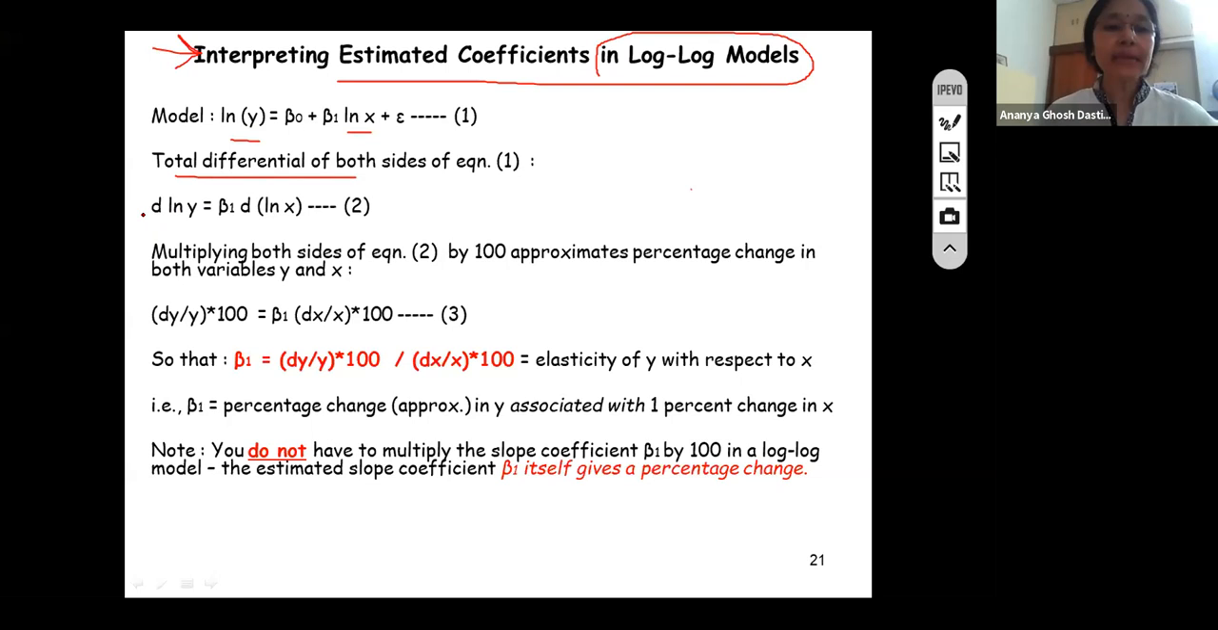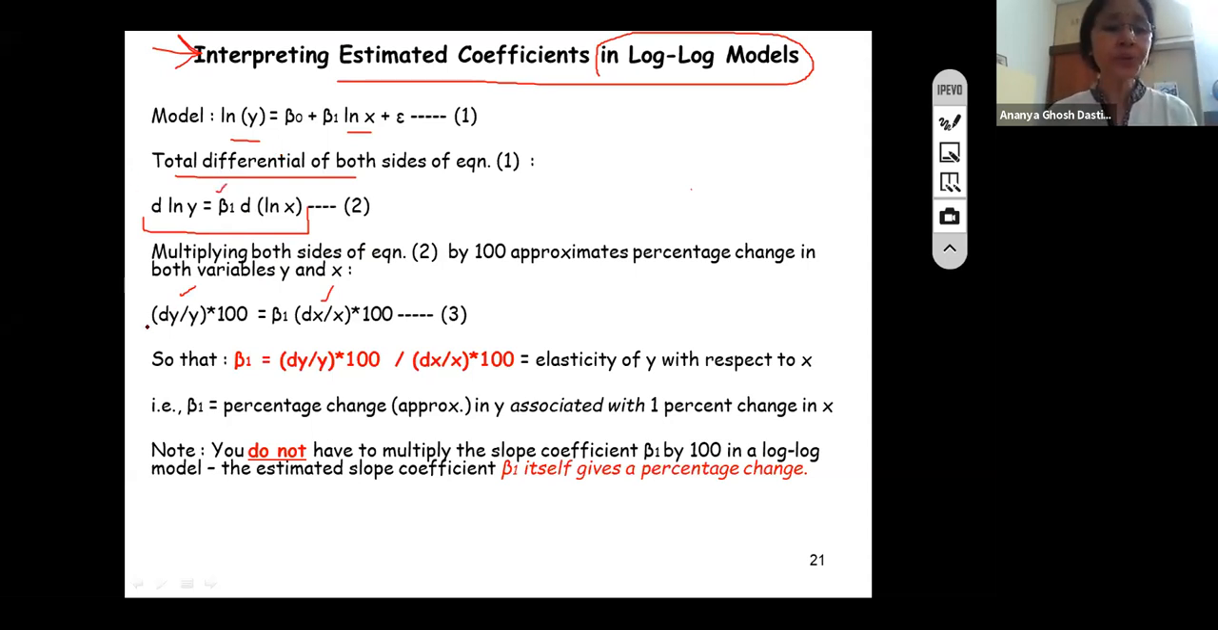So you take total differentials of both sides. Remember that both variables y and x are now in log form. So both, when you're differentiating, will get divided by the respective value. So d of ln y will be dy by y, and d of ln x is going to be dx upon x. So you have a dy upon y and a dx upon x. And of course there is the beta, because the rest of it just vanishes.